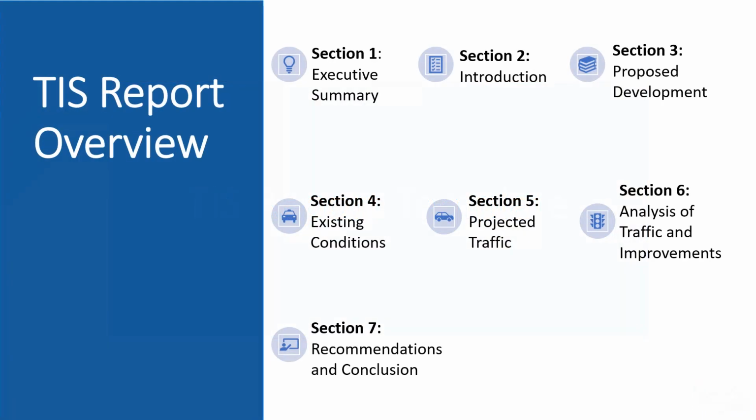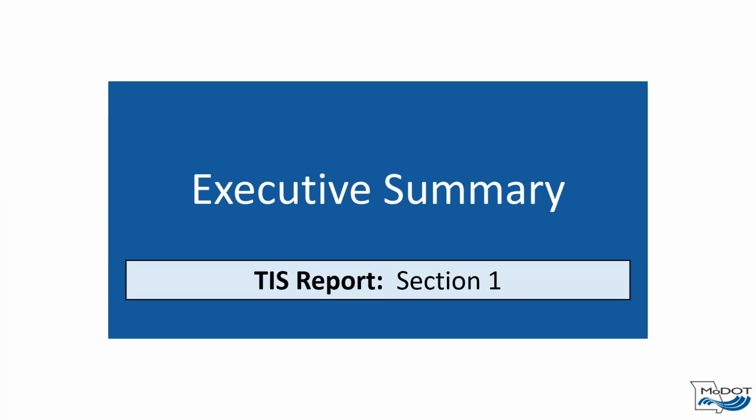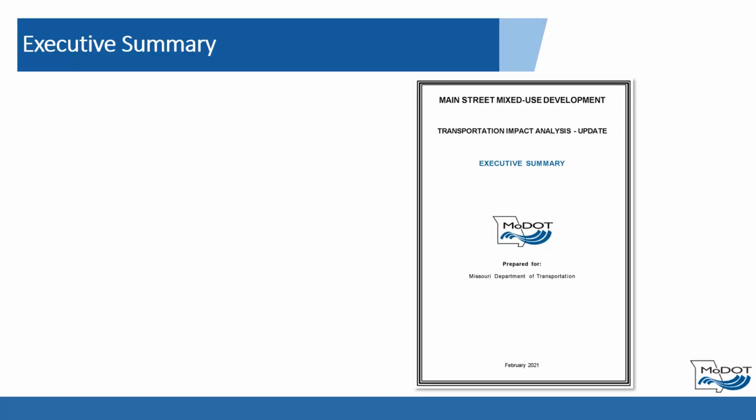Now let's discuss the TIS report template. The displayed sections correspond with the section numbers of the TIS report template. Let's begin with TIS report section 1, Executive Summary. The purpose of this section is to provide a brief narrative that describes the development being assessed, the analysis process, and the results of the study.